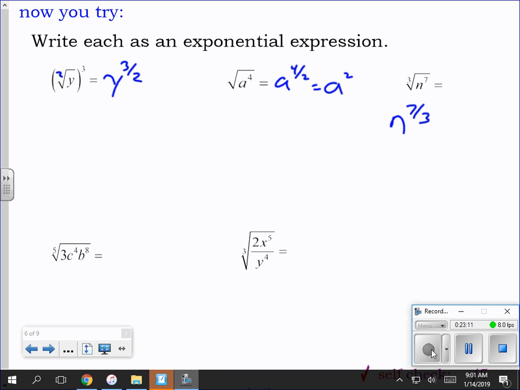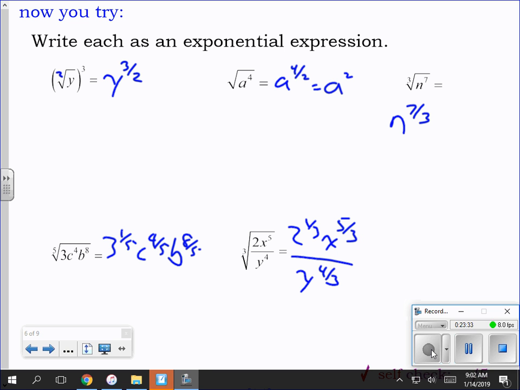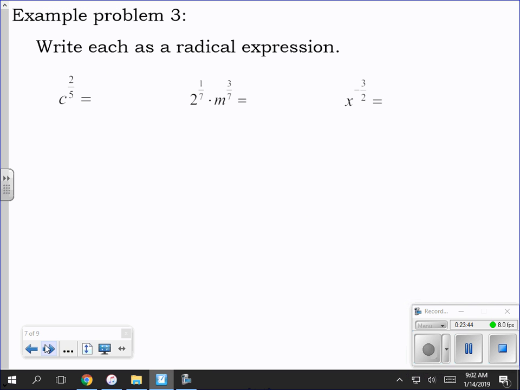The 5 out front means that everything has a denominator 5. 3 to the 1/5, c to the 4/5, b to the 8/5. This one, the same thing, only it's a cube, and the denominator one stays in the denominator. So I have 2 to the 1/3, x to the 5/3, over y to the 4/3. Easy peasy, but extremely important. Can't work with this. I can work with that. The exact opposite. This is the exact opposite. It's very, very easy to do.